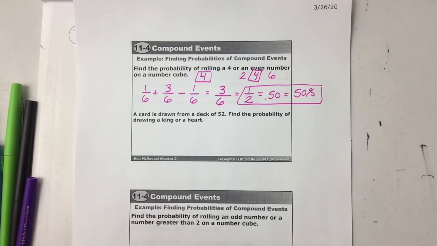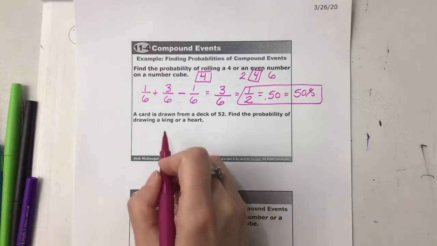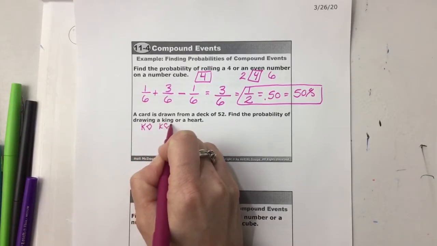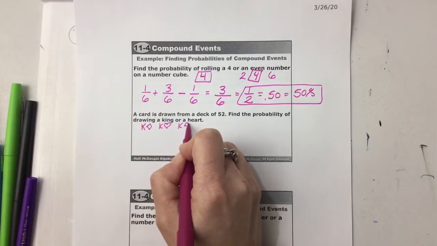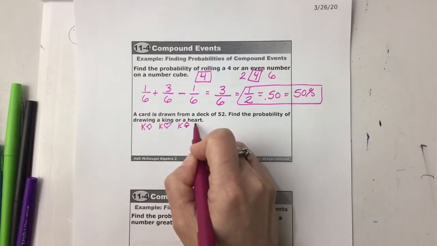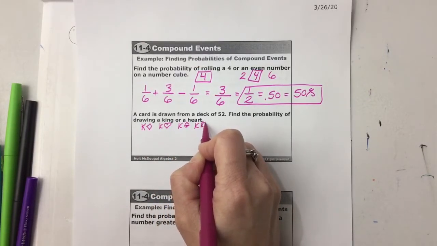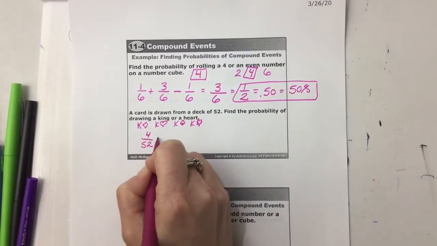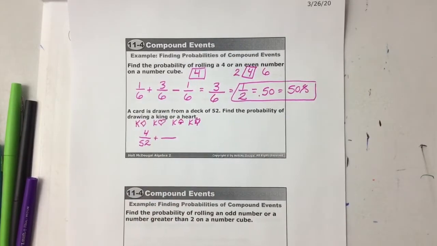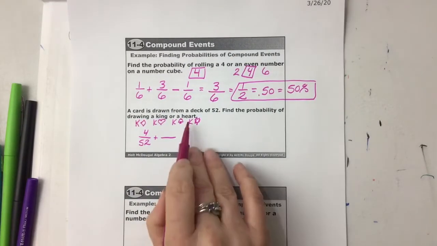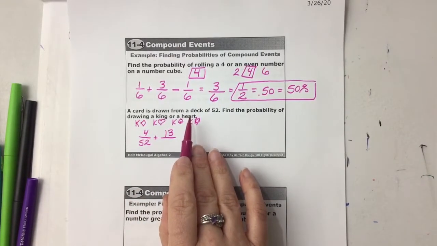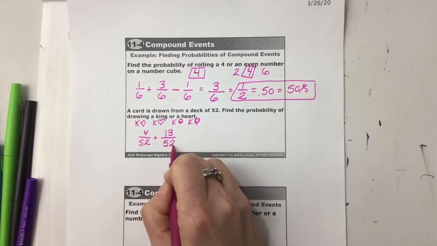Okay, here's the next one. A card is drawn from a deck of 52. Find the probability of drawing a king or a heart. So remember, there is a king of diamonds. There is a king of hearts. There is a king, don't laugh at my drawing, of spades. And there is a king of clubs. There we go. Okay, so we have 4 kings out of 52 plus heart. Remember yesterday when we were talking about cards, there are 13 cards of every suit. That means there are 13 hearts out of 52.